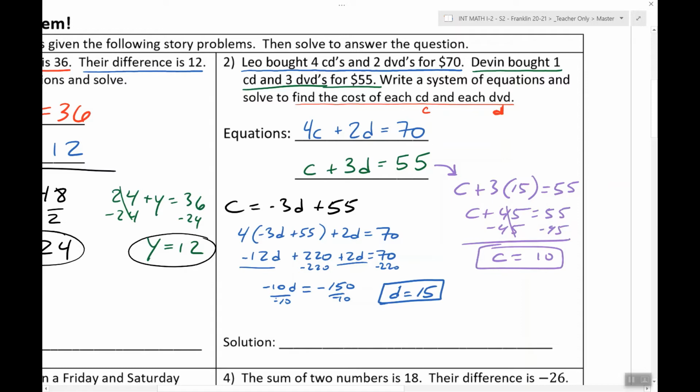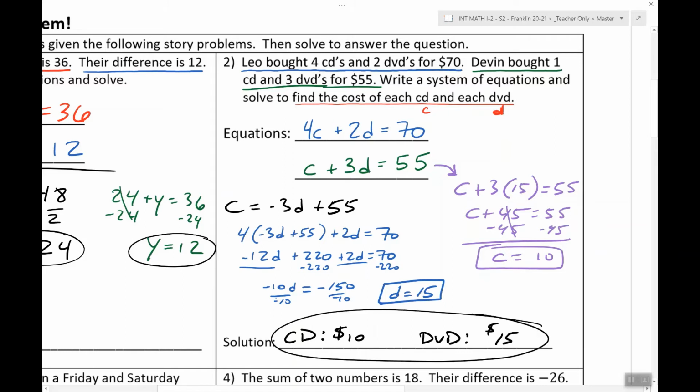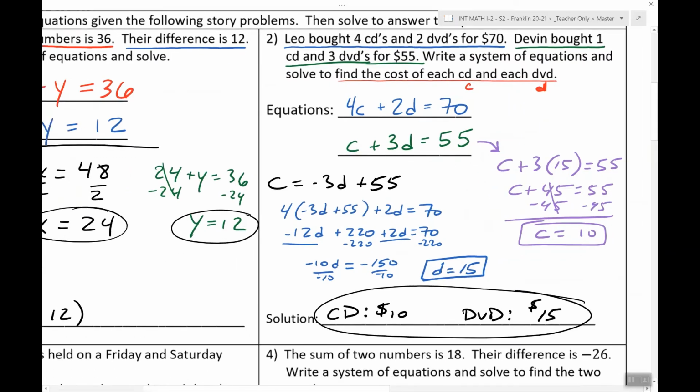And you could plug these numbers into both equations and just double check. But I think we're good here. So the solution, we want to write out: a CD is $10 and a DVD is $15. So as long as you know how much of each item and how much the total is for each person, you can write two equations and find the cost of each item.